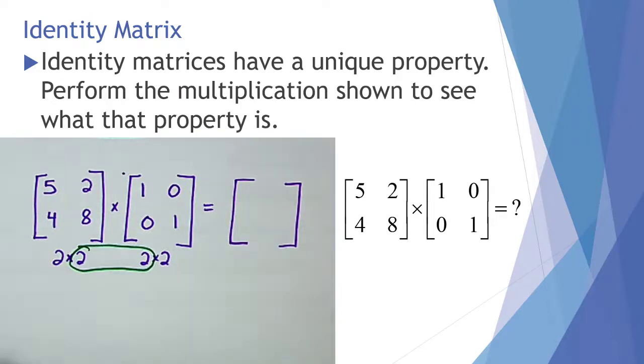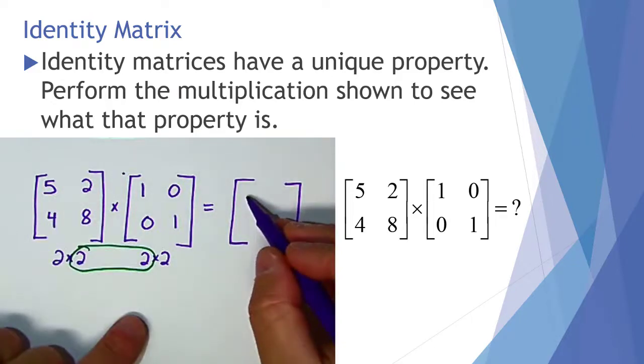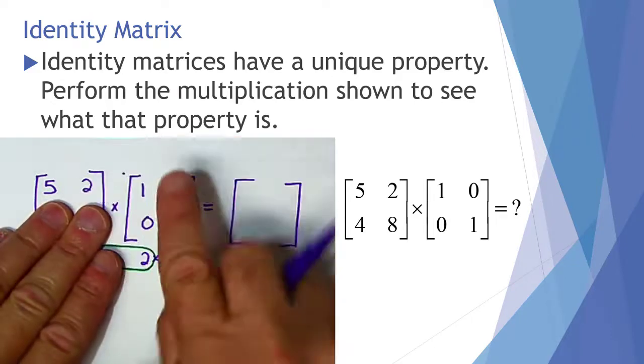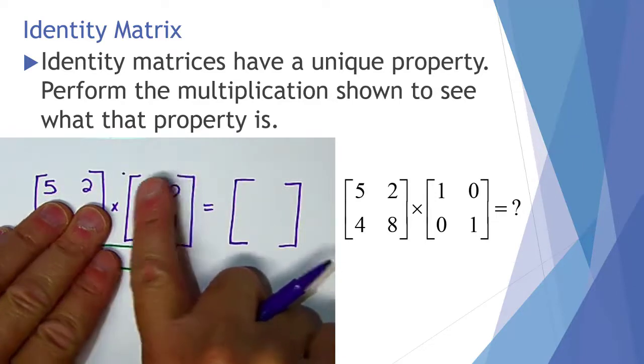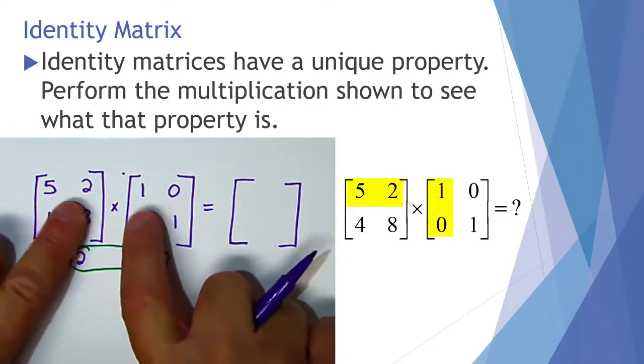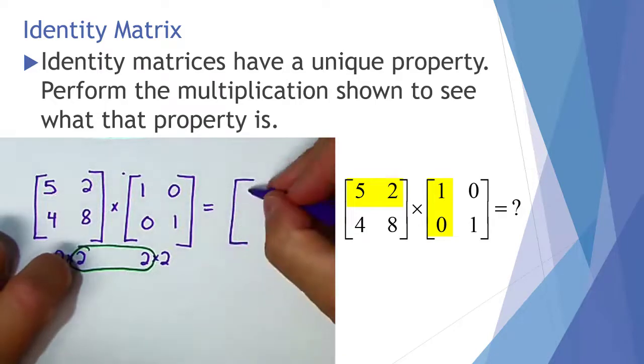And so here we go. Again, we're going to take dot products. To find the top left entry, we'll take top row and the dot product with the left column. That's going to be 5 times 1 plus 2 times 0. That's a 5.